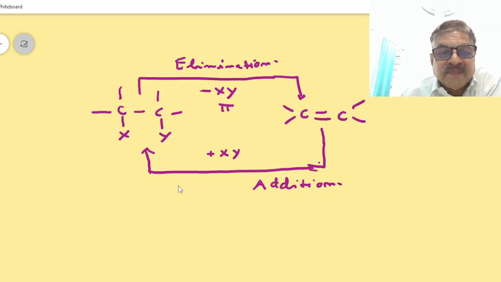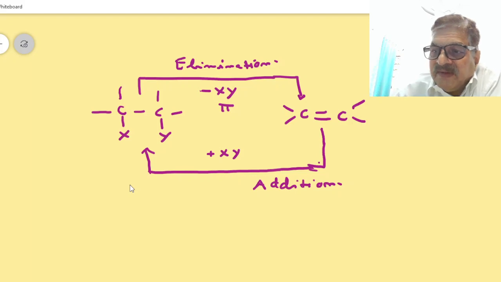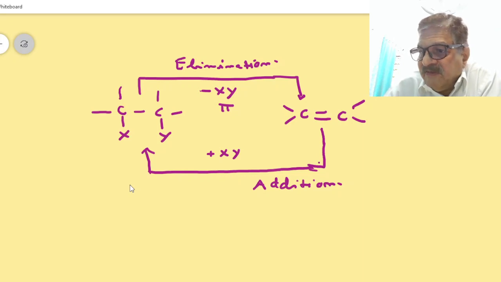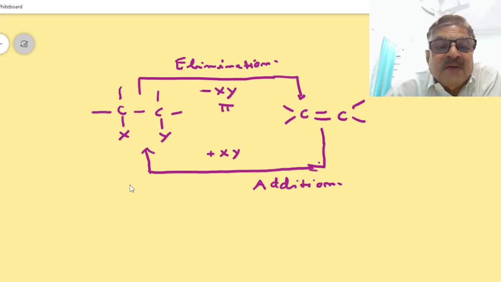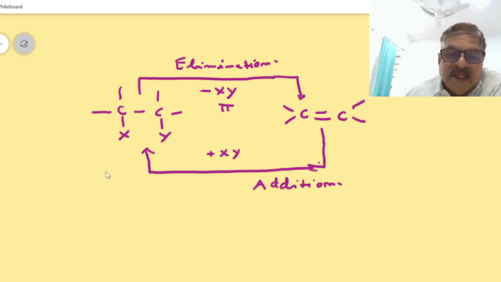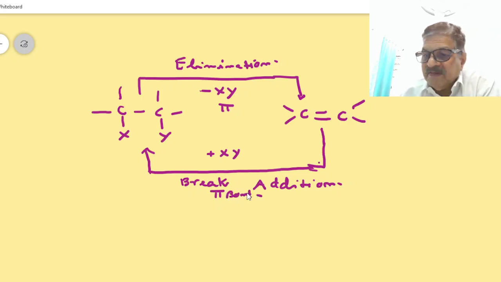So, this is the addition and elimination reactions here. Correct? Elimination means minus XY, it is forming a pi bond, a double bond here. And in an addition reaction, XY is added, breaking the pi bond and two new sigma bonds are formed here. Okay, so here it will break the pi bond. That is the addition reaction now.